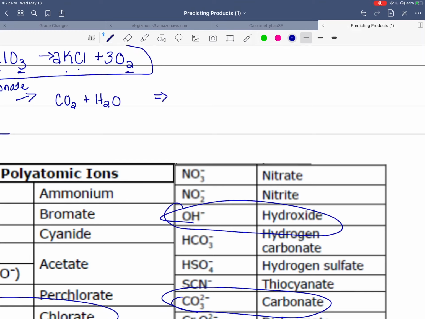The final equation would be H2CO3 yields CO2 plus H2O. Let's make sure it's balanced. Two hydrogen, one carbon, three oxygen, three oxygen. That's balanced.